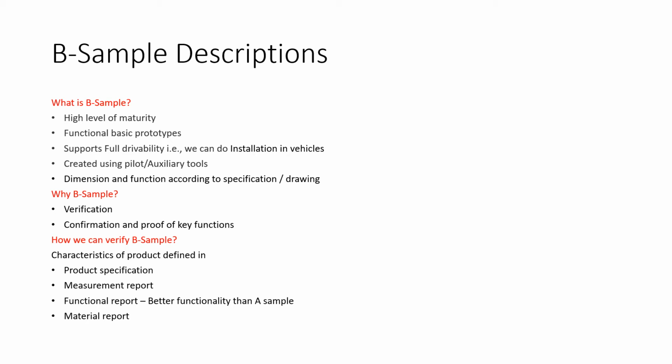In A sample you will have limited functionality, but in B sample it will have all the major functions. So you can verify whether all the major functions are there or not. And how can you verify with respect to the characteristics specified in the product specification? Measurement report, material report. And the fourth one is functionality, which is better when compared to A sample. All the basic or must-have functionality will be supported by B sample, so those can all be tested right now.